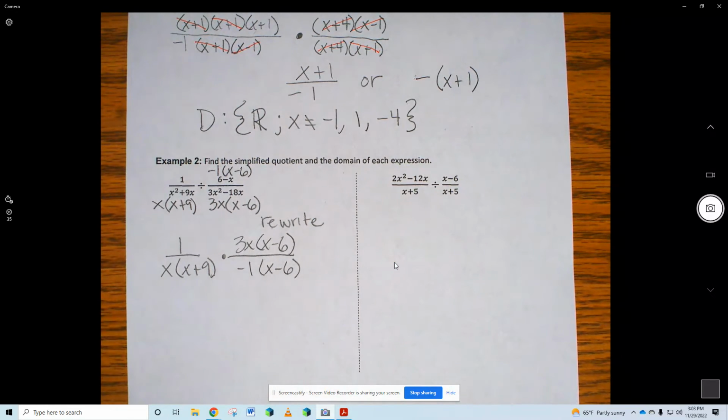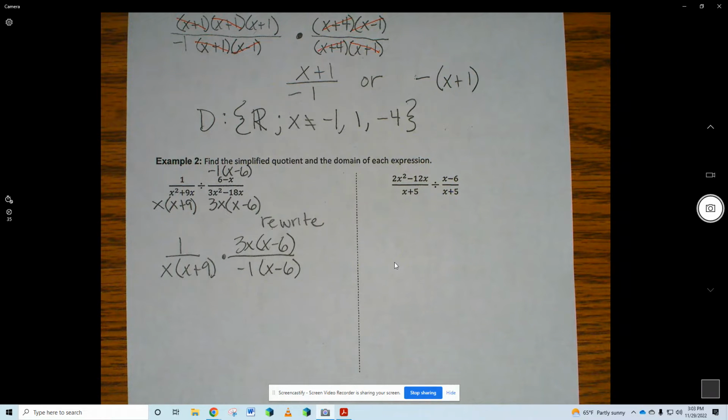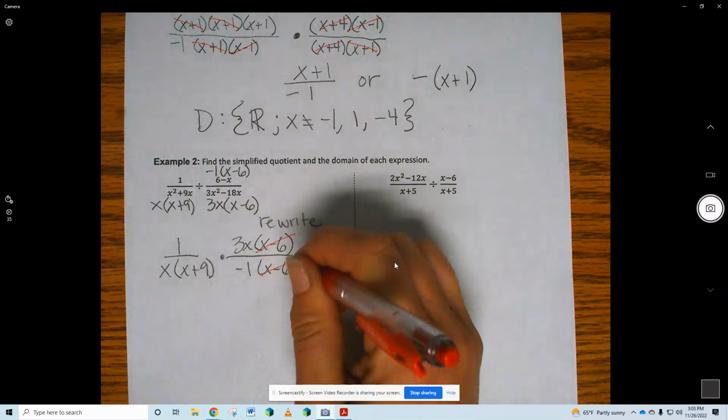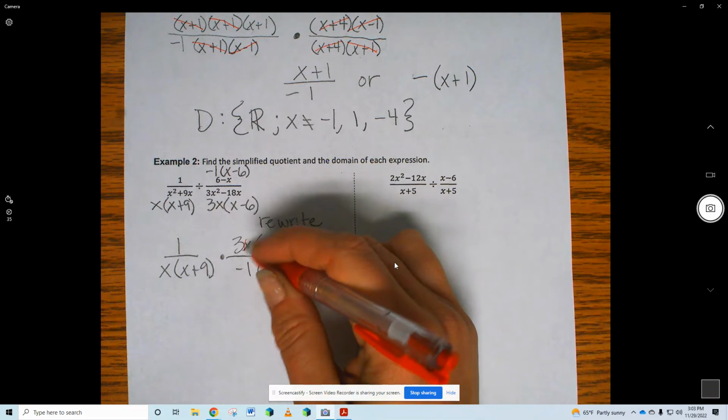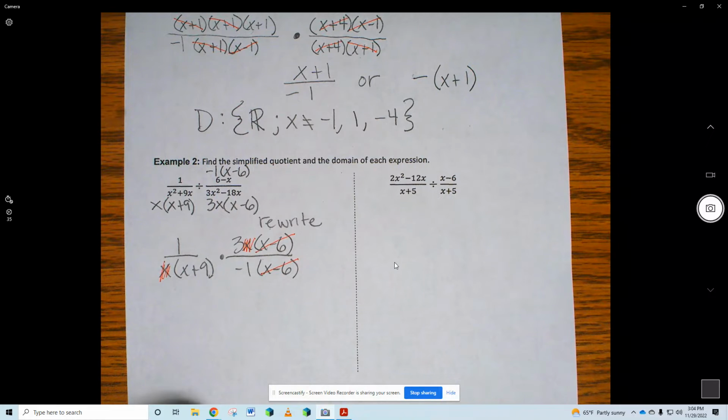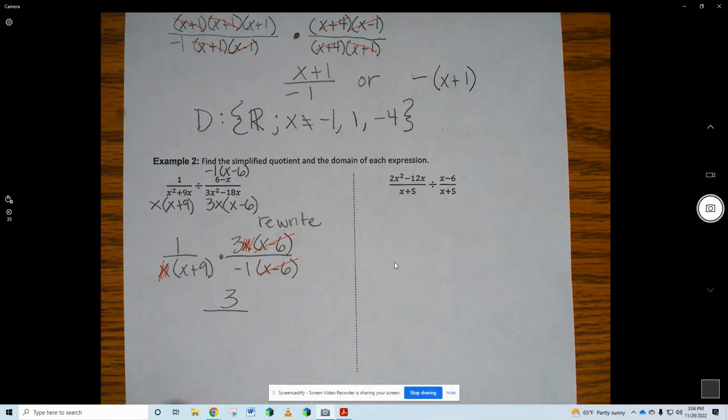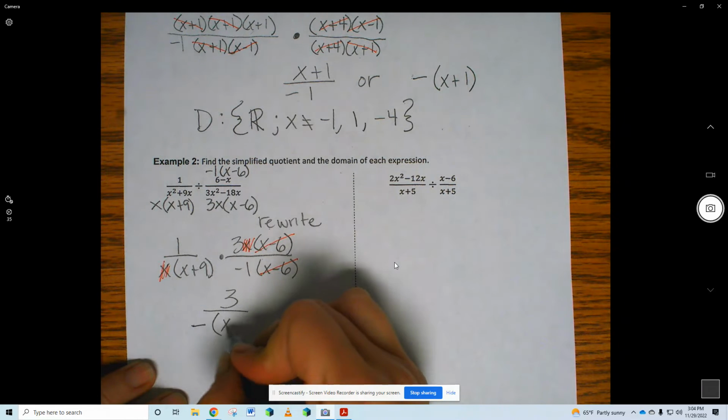And this is what I got. Flip the second fraction. And then cross out what you can. X minus 6, x minus 6. An x and an x. So the only thing on my numerator is a 1 times a 3. The only thing in my denominator is the negative sign and the x plus 9.